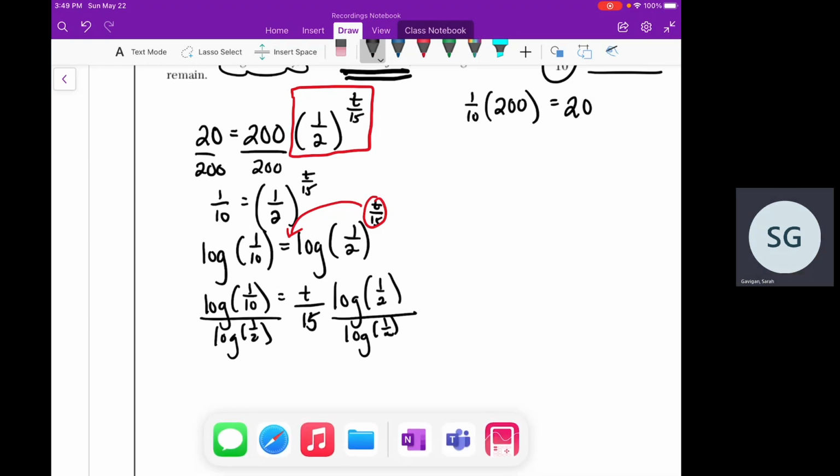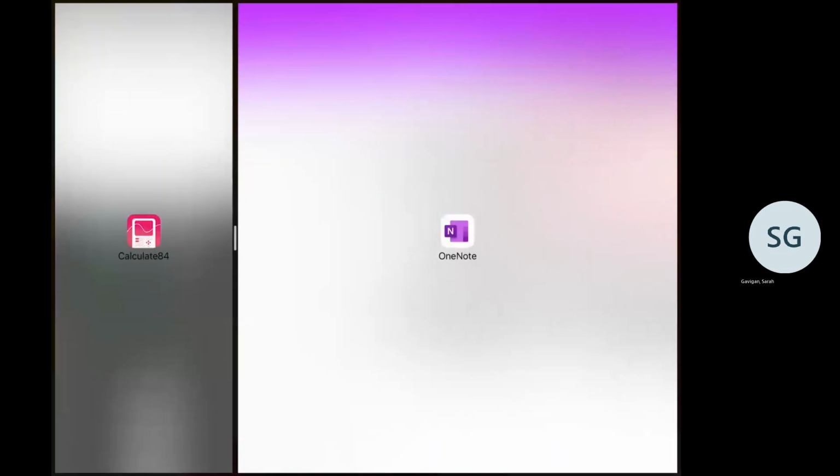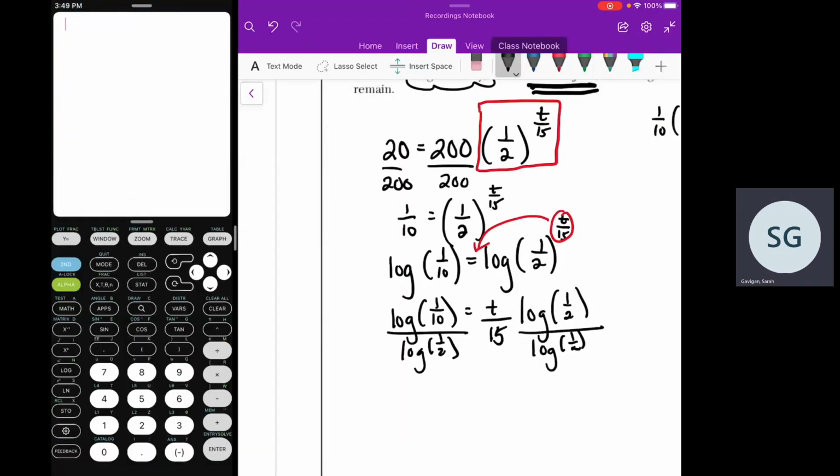And I'll pull up my calculator. And let's see, log of 1/10. Close out the parentheses, divided by log of 1/2. And I get this number. You can try math enter. I don't think it works. No.